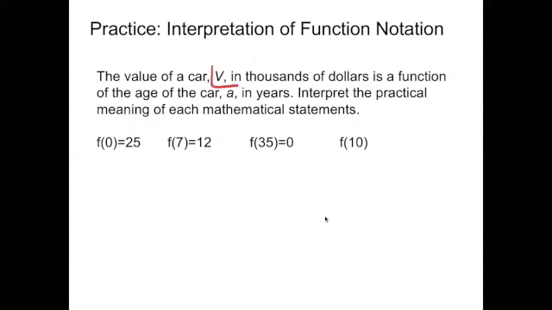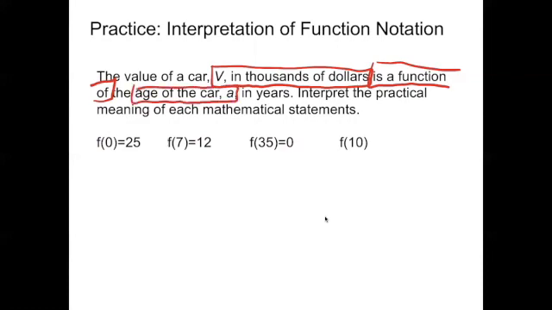So in this case, we've got V in thousands of dollars is a function of age of the car. So remember how this goes. Whatever comes before the function part of the sentence, that's the output. And whatever variable V is a function of, that is the input. And so if we were to say that V is a function of the age of the car, then what we would write is that V is a function of the age of the car, just like we had on the previous slide.